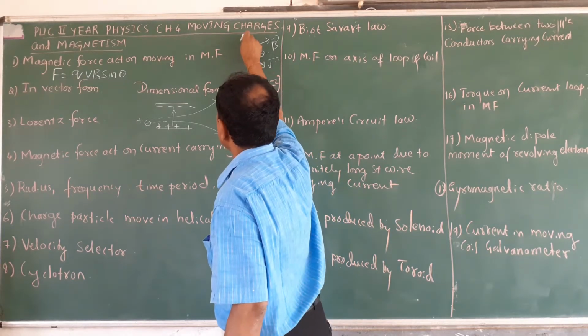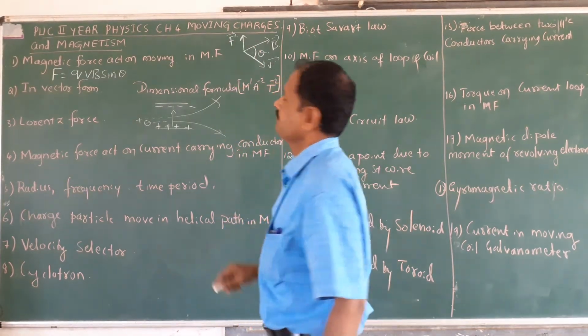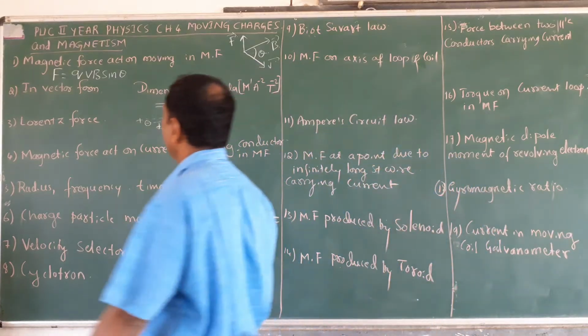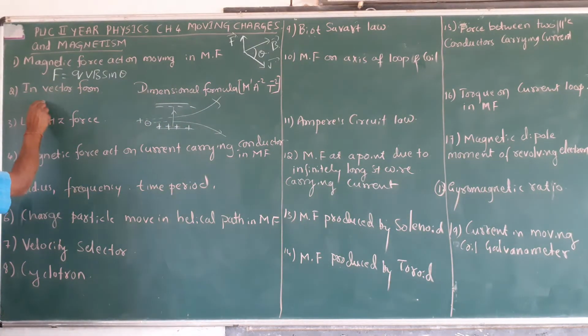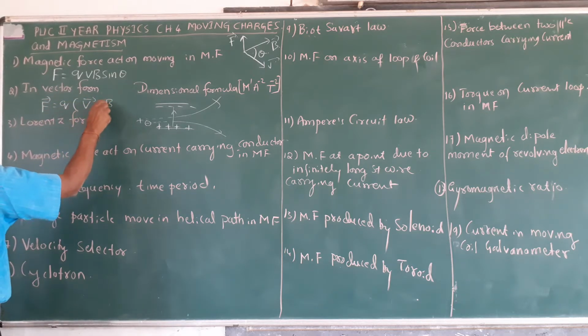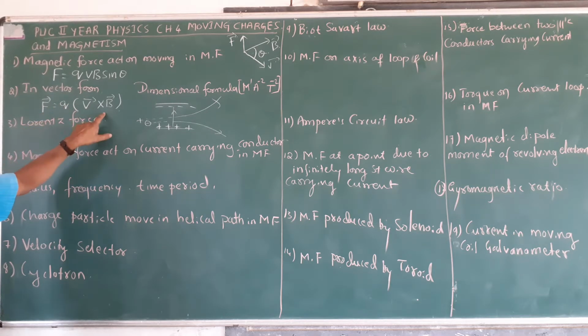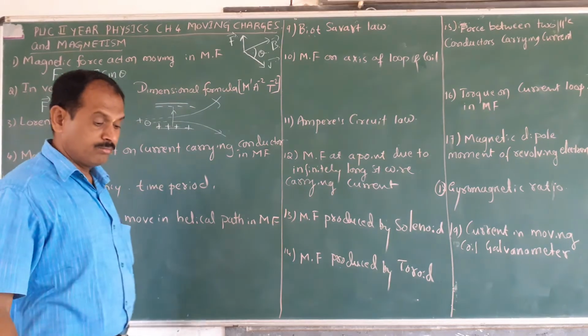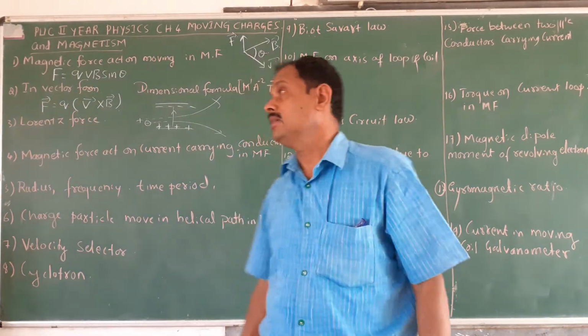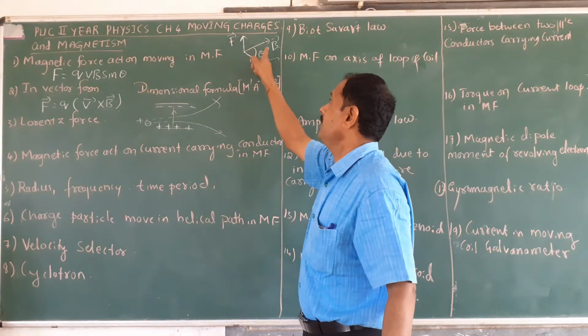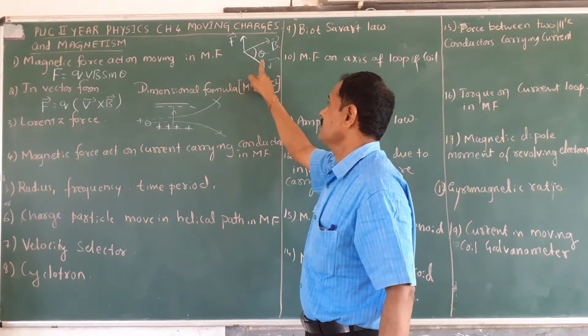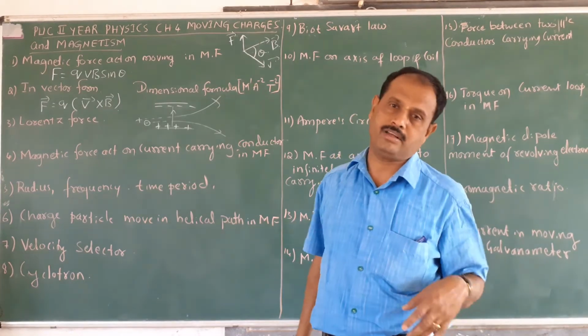Now the force acts in this direction. This is in the vector form: vector F is equal to Q times vector v cross vector B. This is the magnetic force acting on the moving charged particle in the vector form. It indicates the direction of the force acting on a moving charge in the magnetic field is always perpendicular to the plane containing the magnetic field and velocity vector.